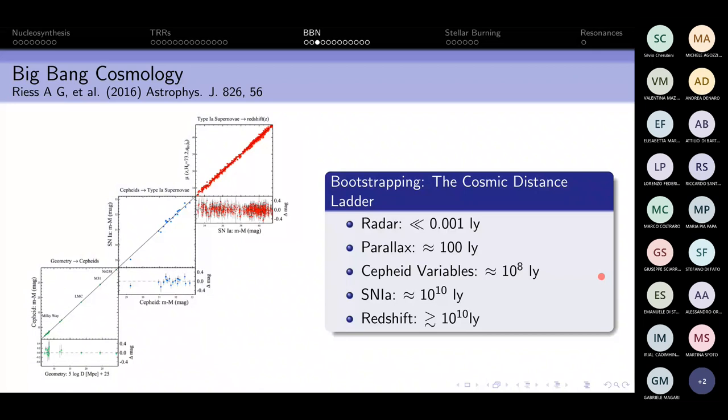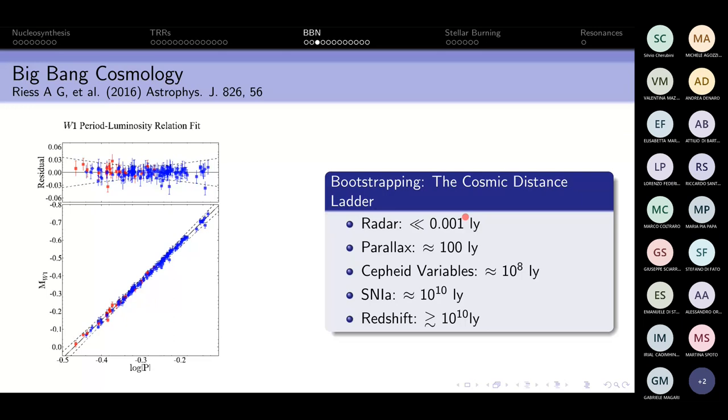And so then after that we can use redshift. And once you start to get up to 10 billion light years, things are very, very redshifted, very compressed to one side of the spectrum. All right, now let's talk a little bit about temperature in the Big Bang.